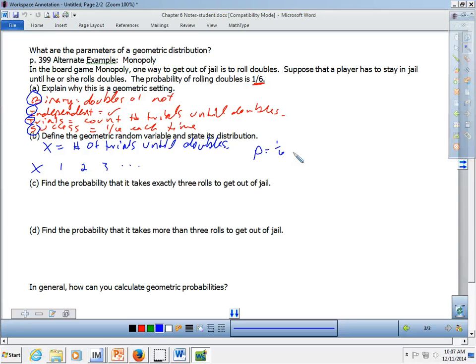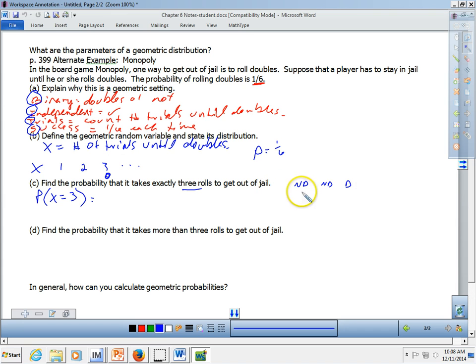That's enough for that. Letter C says, find the probability that it takes exactly 3 rolls to get out of jail. Let's think about how we would do that, right? I want to know the probability of getting 3 rolls. How would I find this probability right here? Well, think about it. In order to get doubles on the third roll, right, what has to happen on the first 2 rolls? Well, the first roll will have to be not a doubles, right? No doubles in the first roll. And then, again, I'm not getting a doubles until the third roll, so that means the second roll has to be not a doubles, right? That means the third roll has to be your doubles.